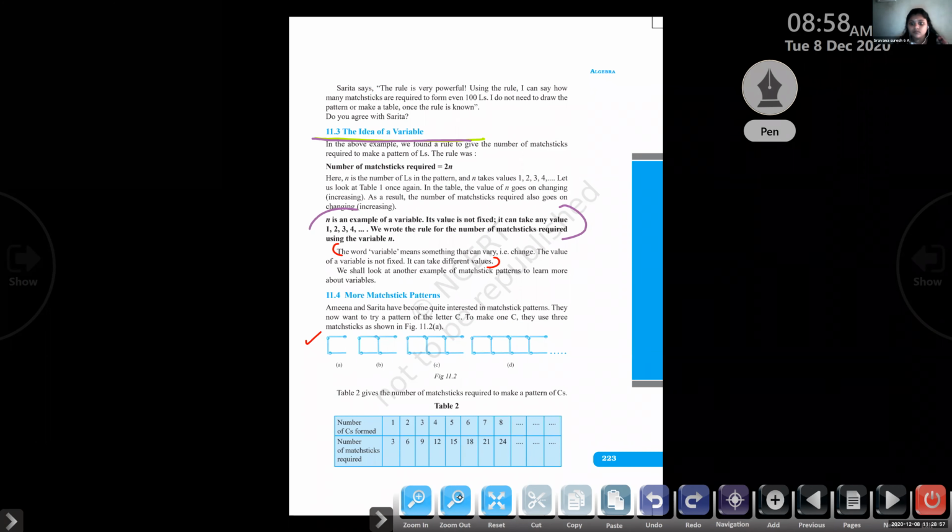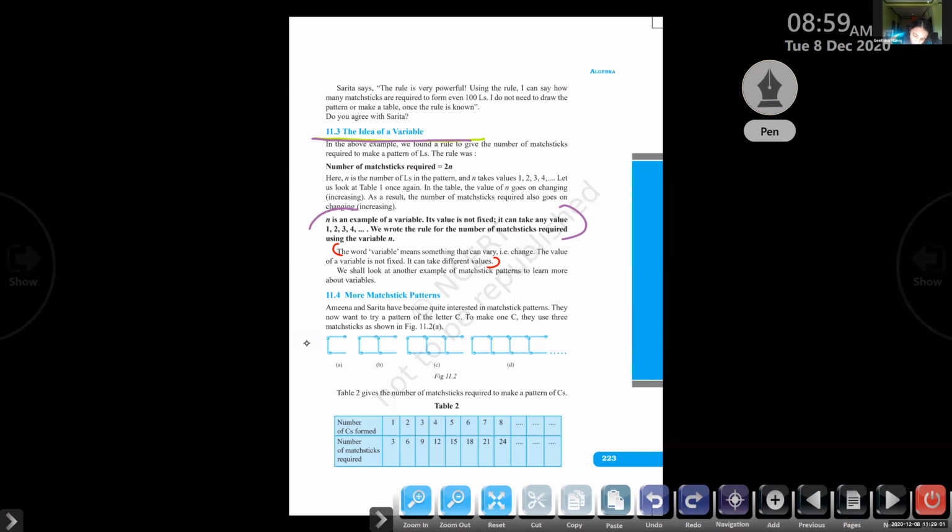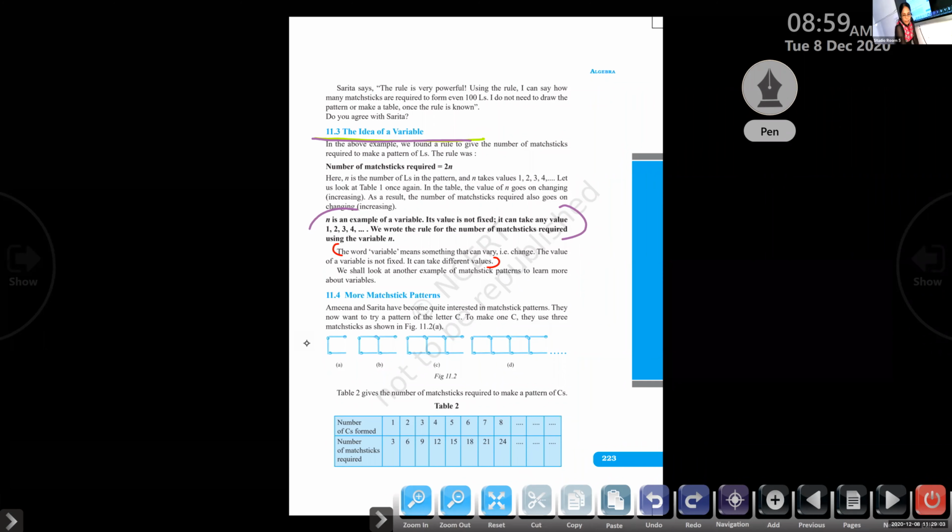So you wrote. So what is the meaning of variable? Variable means something that can vary. What is the meaning of vary? Change. Its value changes. It is not fixed. Yes, children.